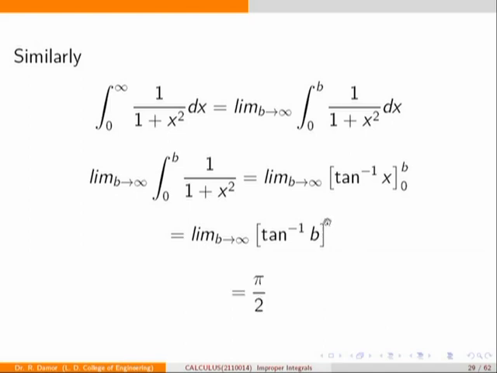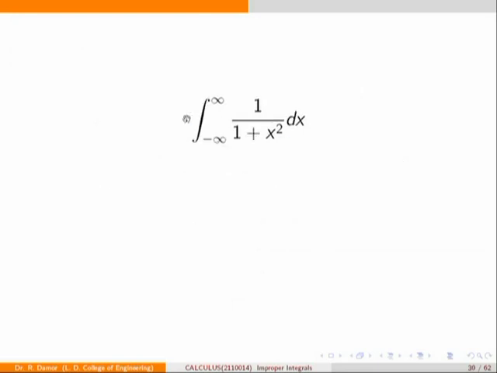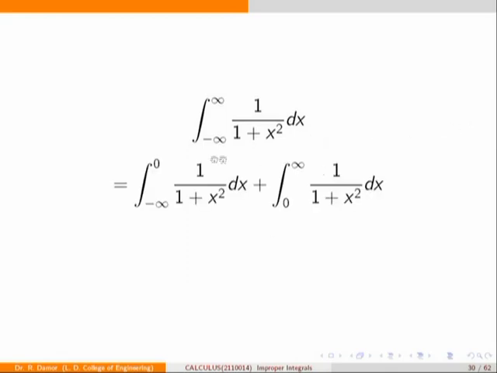So these two limits we can find, for the first and second portions. So I can use this: minus infinity to infinity of 1 upon 1 plus x square. What is this equal to? Minus infinity to 0 of 1 upon 1 plus x square dx, plus 0 to infinity of 1 upon 1 plus x square dx. As earlier, we calculate these two limits. This equals pi by 2, and again pi by 2. So this is equal to pi.